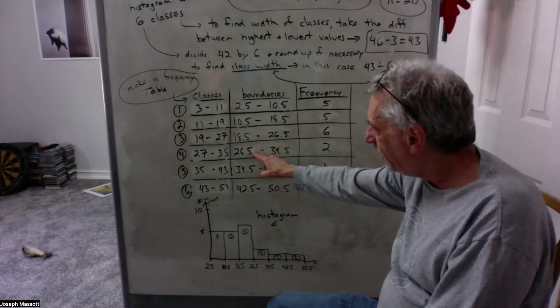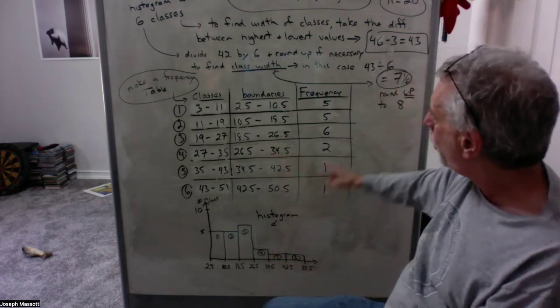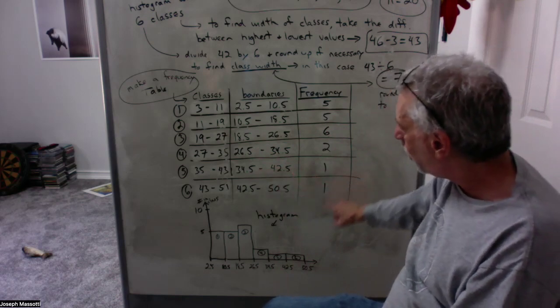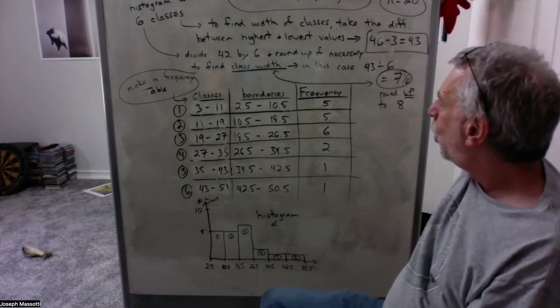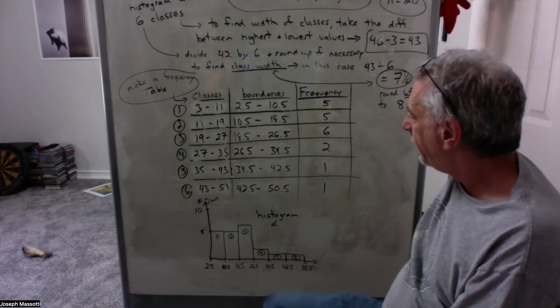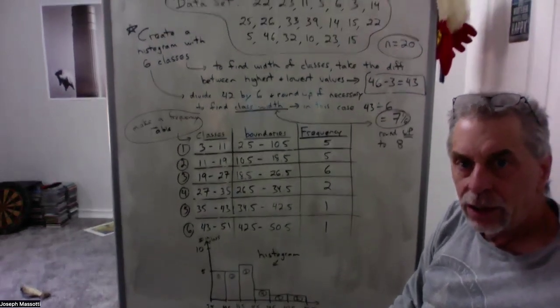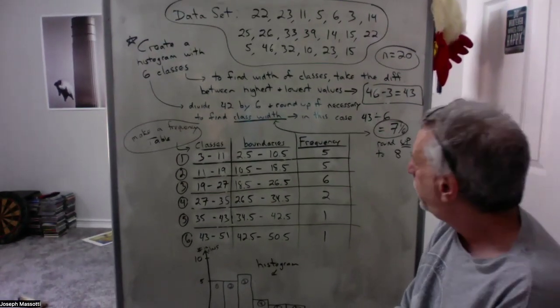Between 27 and 34, 2 values. Between 35 and 42, 1 value. Over 42.5 and less than 50, 1 value. We can check that with the values up here if you want to double check. You can trust me on it.